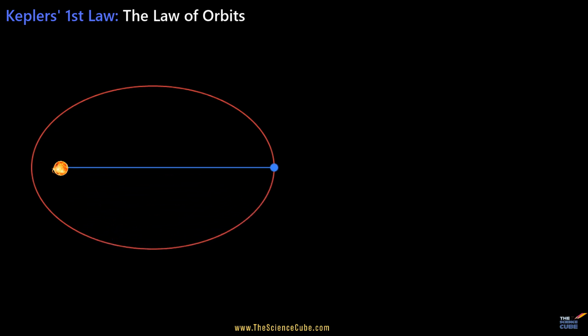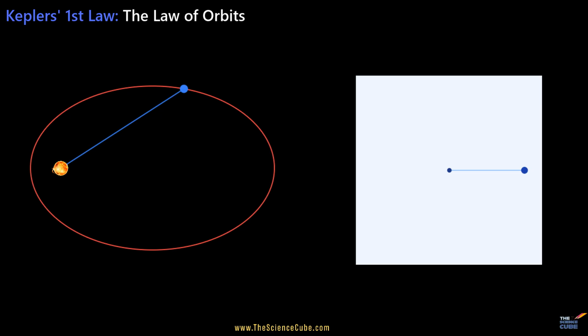So imagine you want to draw a circle on a board. You simply fix a pin at the center, tie a string to it, attach a pencil to the other end, and move it around. The pencil traces out a perfect circle.